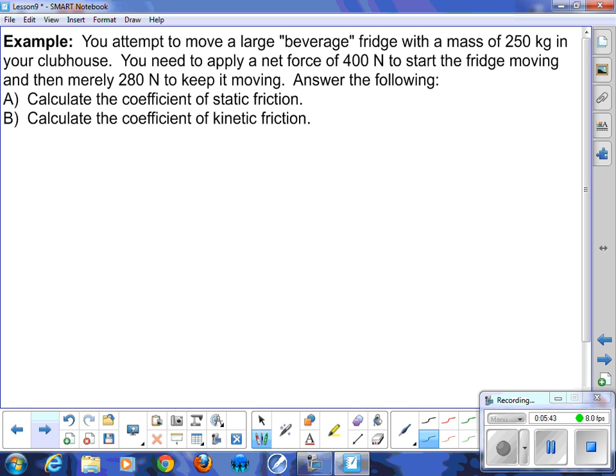So free body diagram, even before I get into A, we are in the dynamics and forces unit. So I'm going to push on this fridge, and my F net, or unbalanced, I guess you'd say, for this situation is 400 newtons, and I'm pushing it to the right. So this is for part A. For part B, my F net will change. It drops down to 280 newtons. That's for part B.